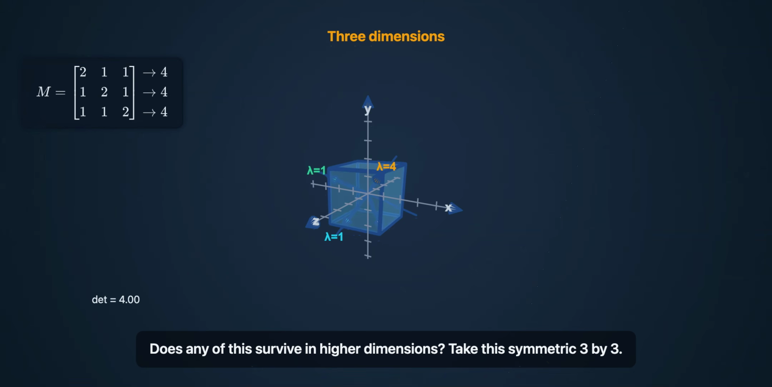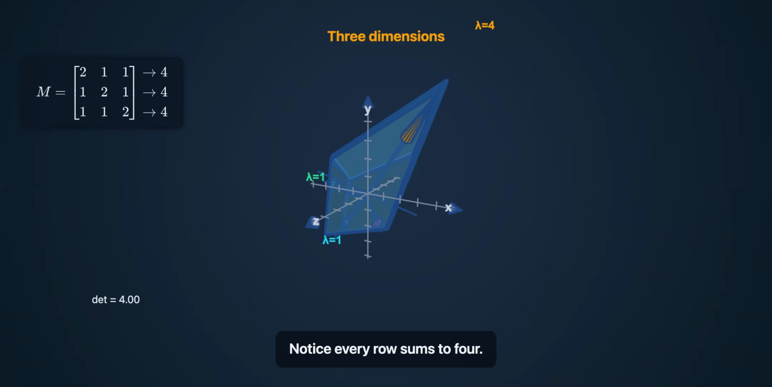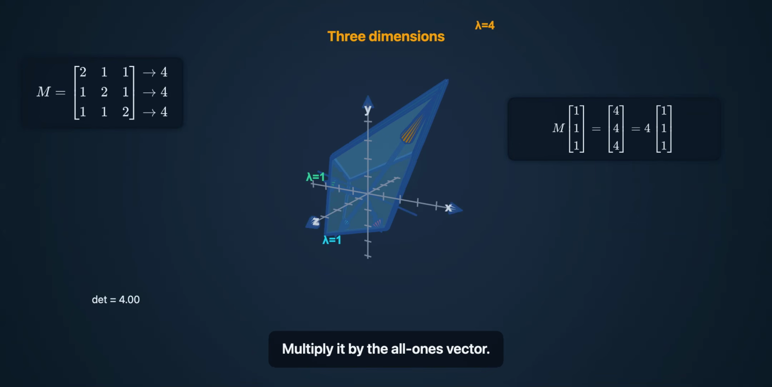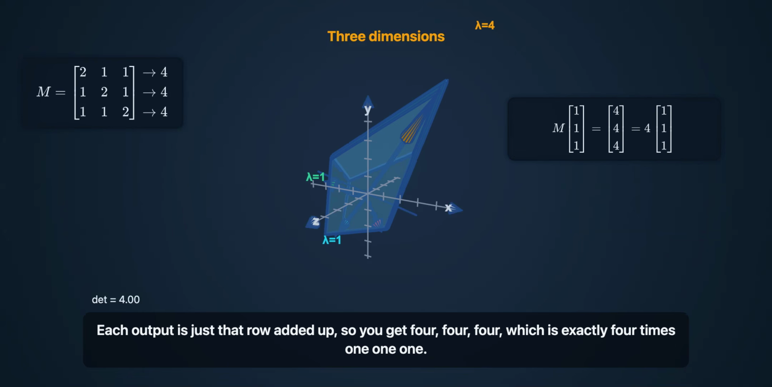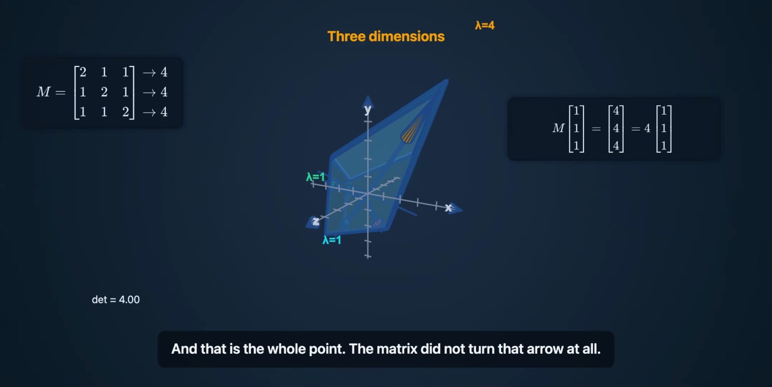Does any of this survive in higher dimensions? Take this symmetric 3 by 3. Notice every row sums to 4. Multiply it by the all ones vector. Each output is just that row added up, so you get 4, 4, 4, which is exactly 4 times 1, 1, 1. And that is the whole point. The matrix did not turn that arrow at all. It only stretched it 4 times longer in the same direction. That is precisely what makes 1, 1, 1 an eigenvector, and 4 is its eigenvalue.